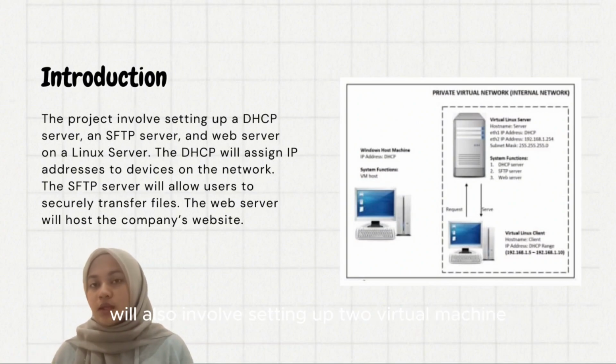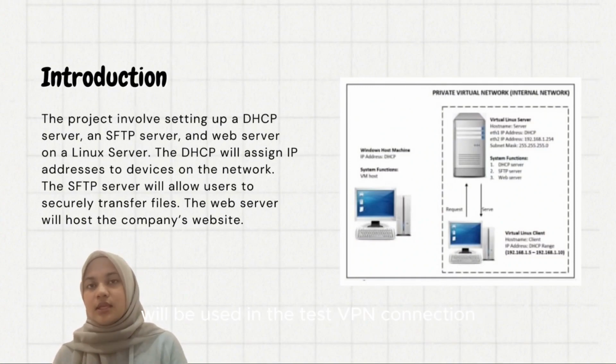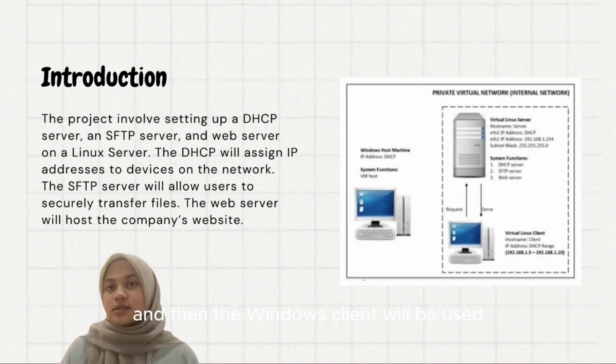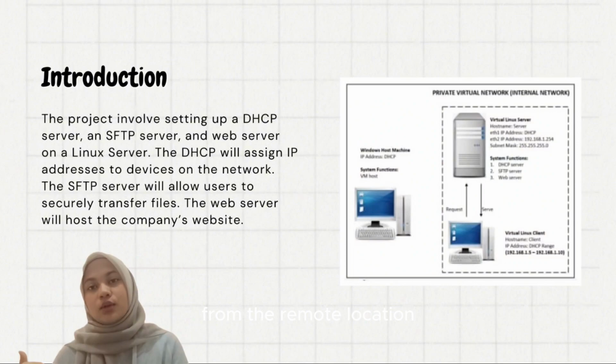The project will also involve setting up two virtual machines, which is the Linux client and the Windows client. The Linux client will be used to test the VPN connection, and then the Windows client will be used by employees to connect to the company network from a remote location.